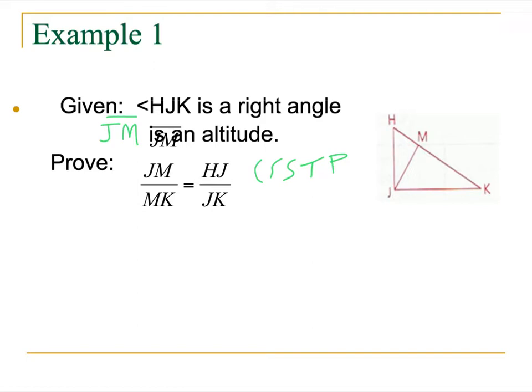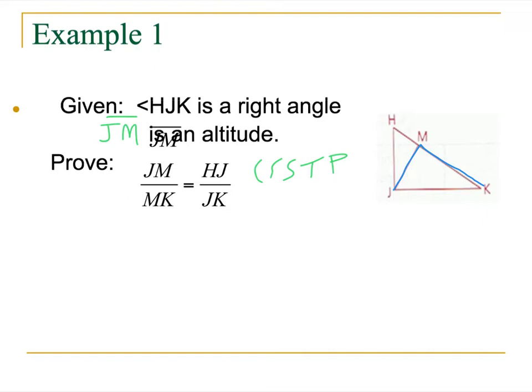Here's the difficult part, is we need to figure out what triangles to prove similar. We've got 3 triangles here that could potentially be similar to each other. Which ones are going to work for us? So what I like to do is first outline these sides that I have. I want to prove JM, MK, and I've also got HJ, and I've got JK.